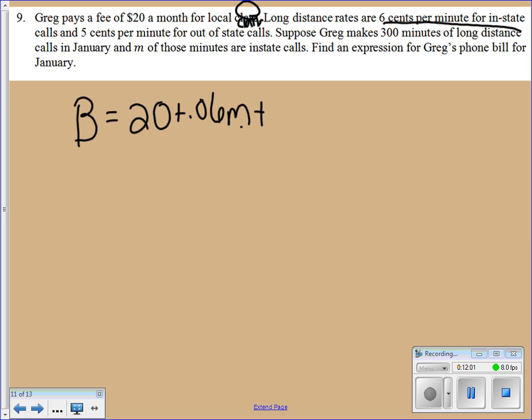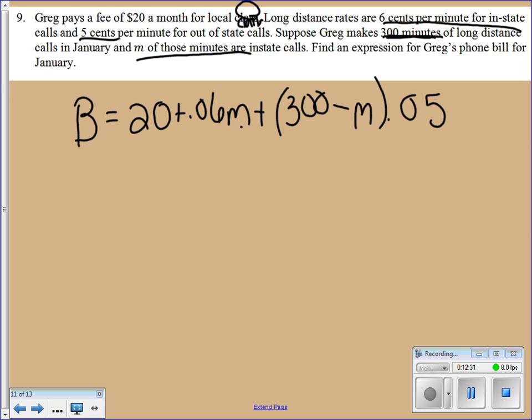I don't know how many minutes I spent with in-state calls, but I know the total number of minutes. So how many out-of-state calls is going to be the total number of minutes, which is 300, minus the M minutes that are in state. So I'm going to have 300 minus M. And that represents my out-of-state calls. And those cost me 5 cents. That's 0.05. So now I'm going to go through and simplify this.